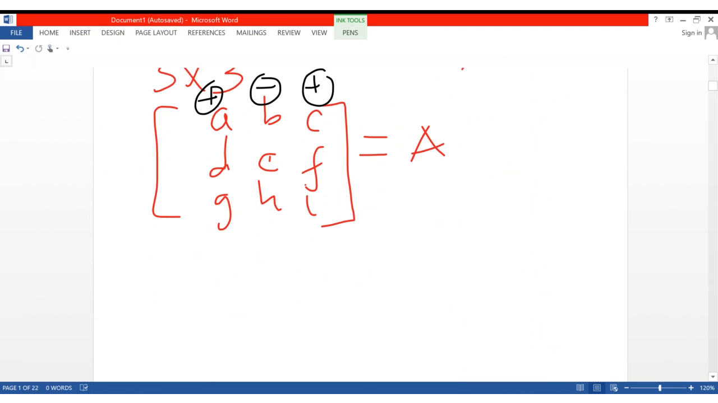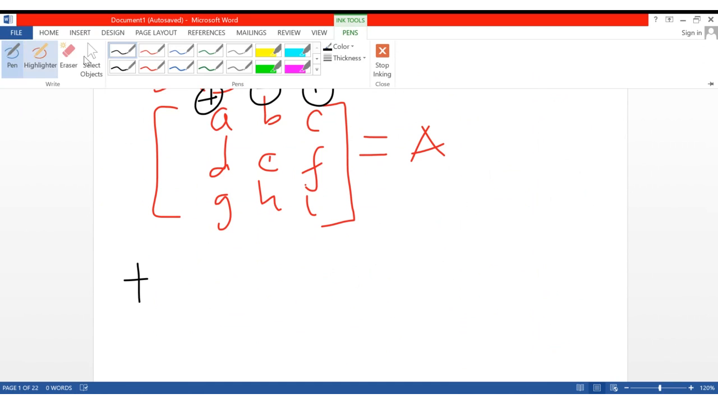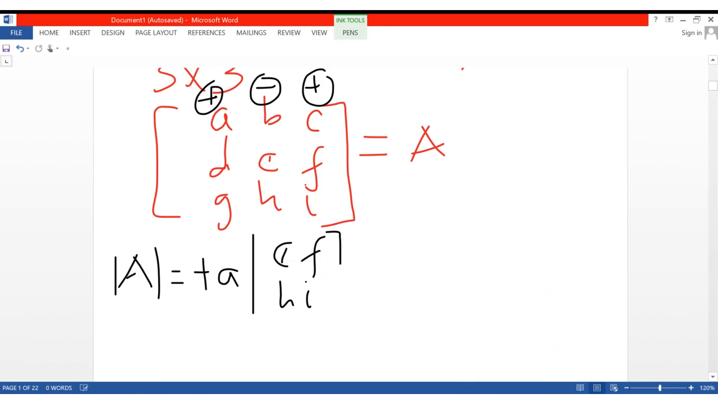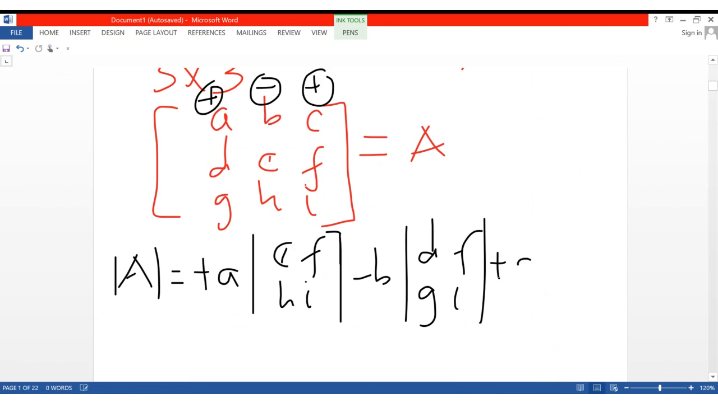So I'll take the A, that is positive A. I'm reducing this to 2 by 2, so I'll block the row and the column. The ones remaining are E, F and H, I. Then minus B because of the sign. Again, I'll block the middle column and the first row, so I'll end up with D, F and G, I. Then plus C. When I block the final column and the first row, I'll end up with D, E and G, H.